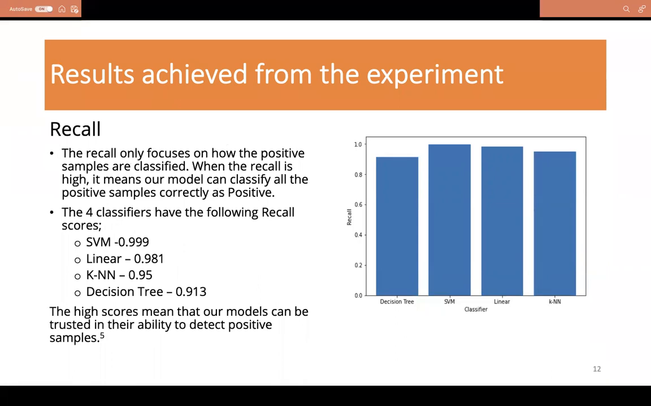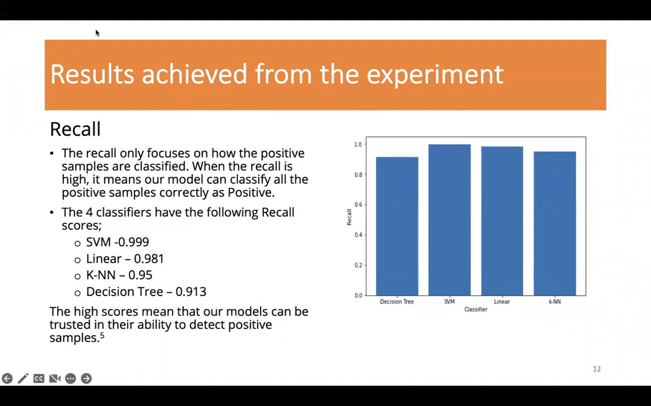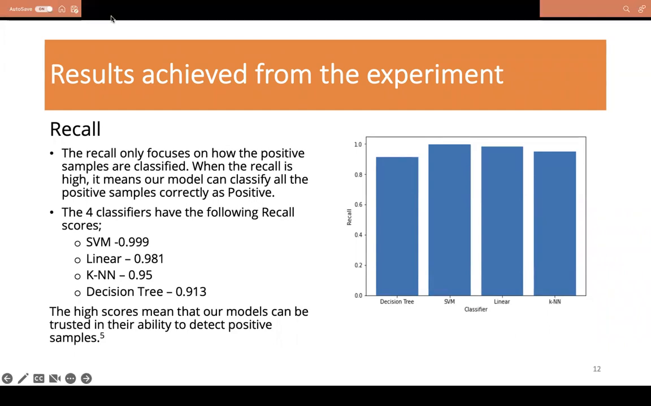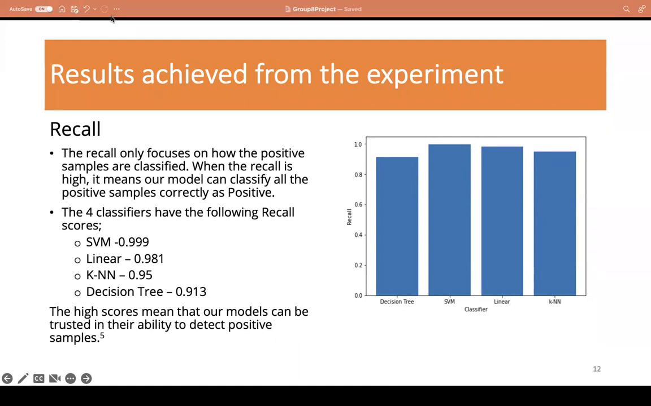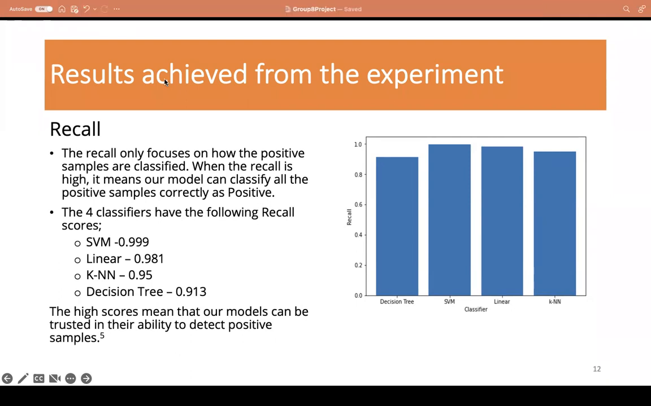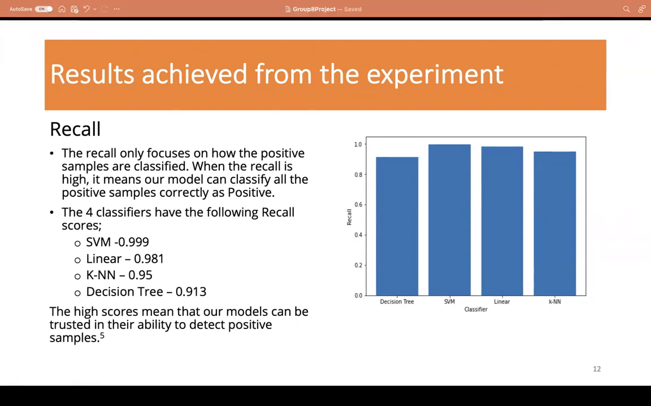Thank you. The recall only focuses on how the positive samples are classified. When the recall is high, it means our model can classify all the positive samples correctly as positive. The four classifiers have the following recall scores: SVM 0.999, linear 0.981, KNN 0.95, decision tree 0.913. The high score means that our models can be trusted in their ability to detect positive samples.